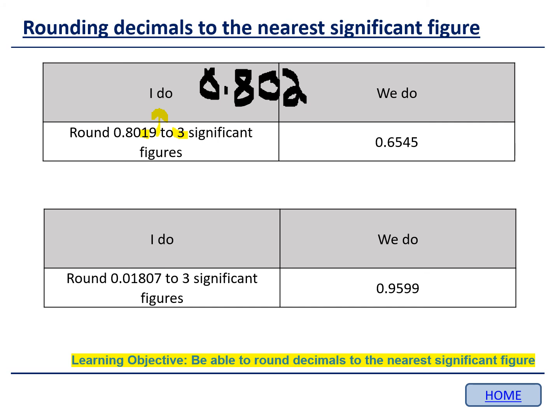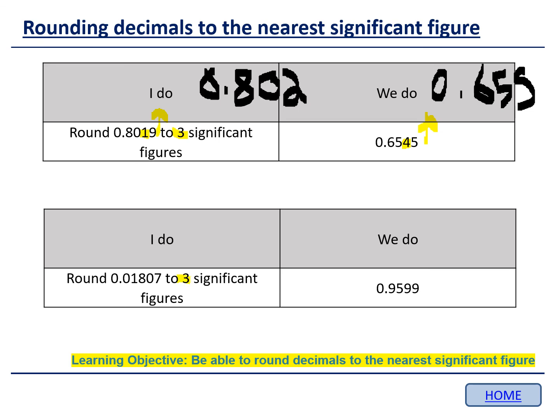Jump into 1, 2, 3. So you should have started on the 4. 5 is going to take us up. So this is going to be 0.655. I think this is the last couple.